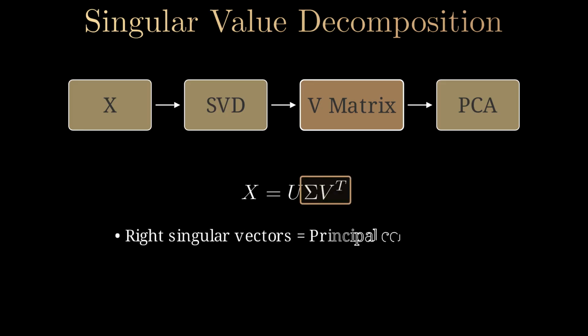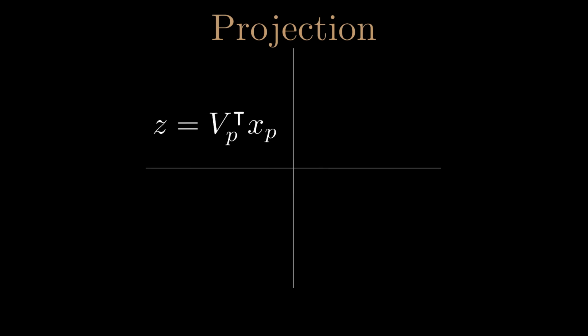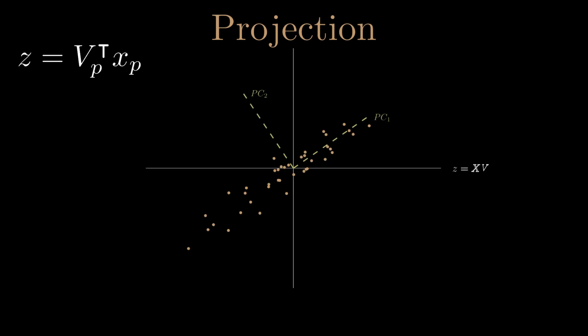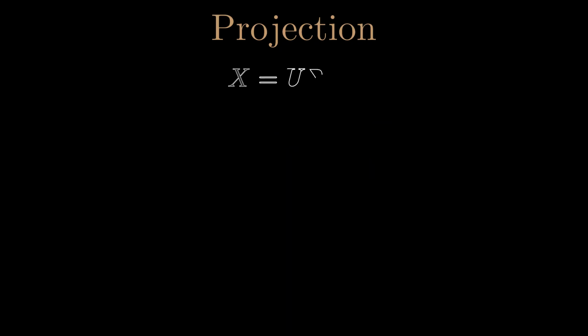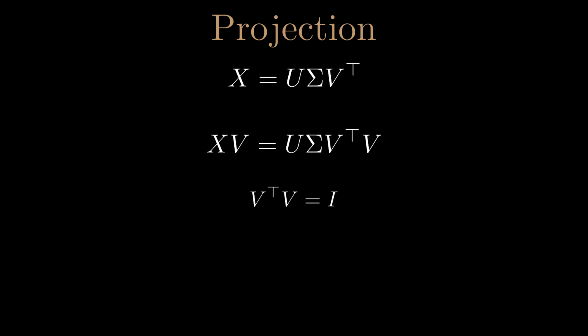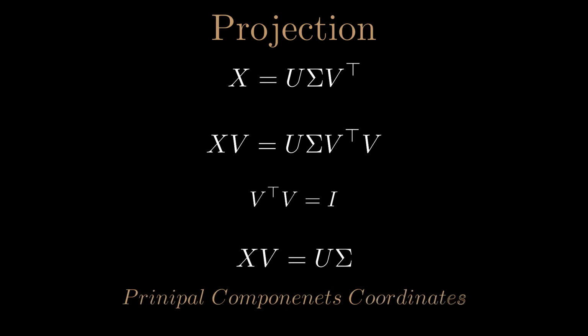After finding the components, the last thing is to project the data on our new axes. Now the projection process is easy. We have the V matrix being a projection transformation combined with our data X. It rotates the data into the principal components coordinates, which are given by simply using the SVD. Since V is an orthogonal matrix, we can do this, and U times sigma are the coordinates for the principal components.